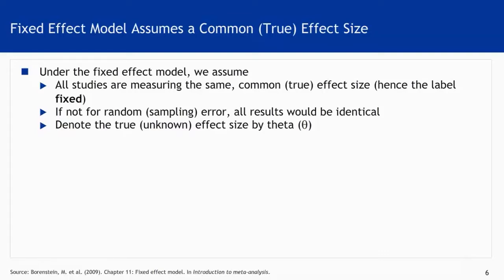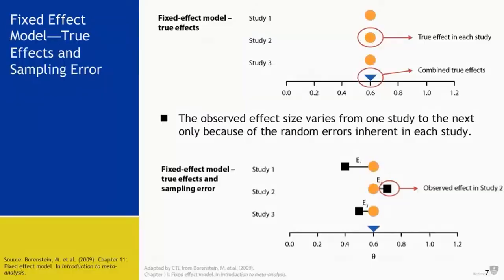Okay, so basically the idea is saying we observe some effects from each individual study, and now we have to come up with a summary effect. And how are we going to do it? We're going to make some assumptions. And under the fixed effect model, we assume that each individual study estimated a true common effect size.